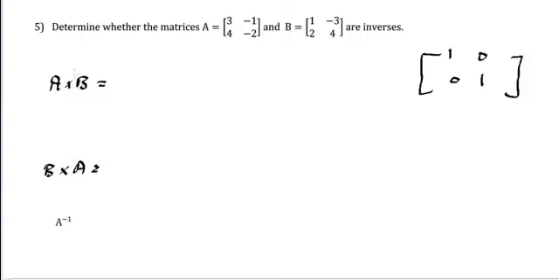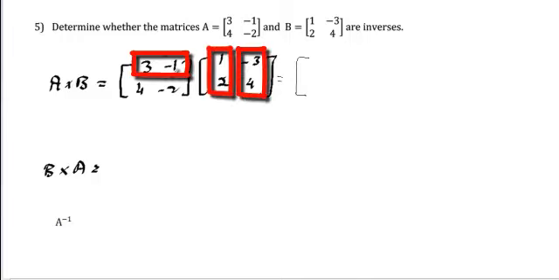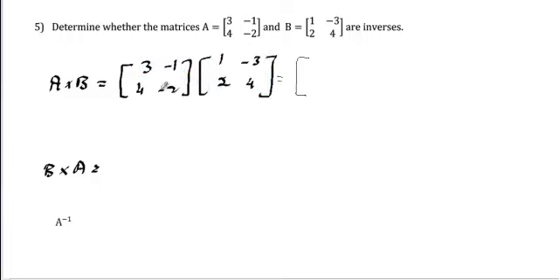So let's perform the multiplication A times B. A is 3 4 minus 1 minus 2, multiplied by B, which is 1 minus 3 2 4, and then we find out whether the product is equal to 1 0 0 1. As we mentioned in the previous video, for the product we multiply the first row by both columns. First we do the first row with the first column, then the first row with the second column, and then we move to the second row to perform the same process.